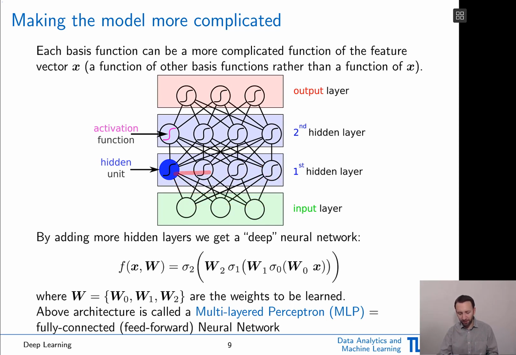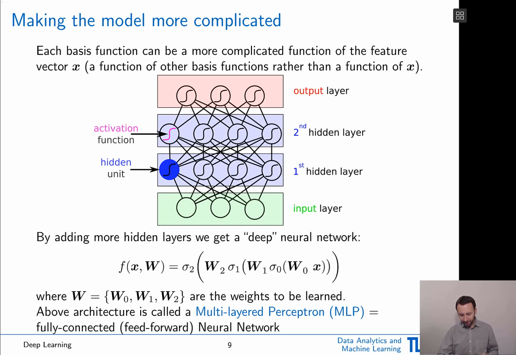3 times 4 connections. And you see it here also between these two, right? Every one of these 4 inputs is now connected to every one of these 4 outputs. And also in the last layer, every one of these 4 inputs is connected to every one of the 3 outputs. Okay, so this is why it's called a fully connected neural network.